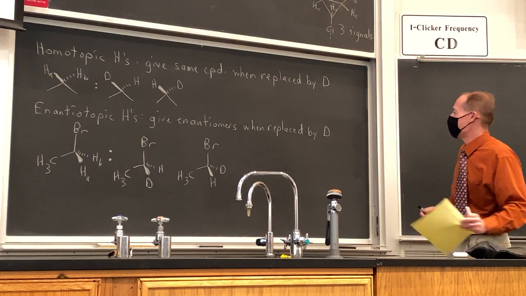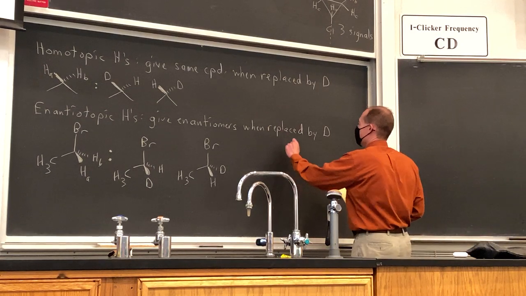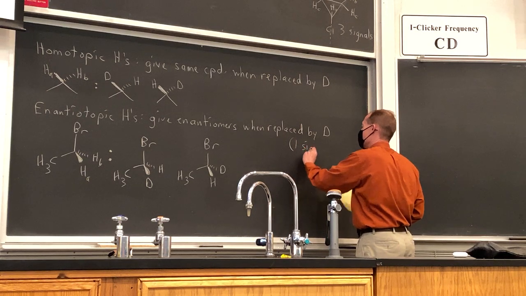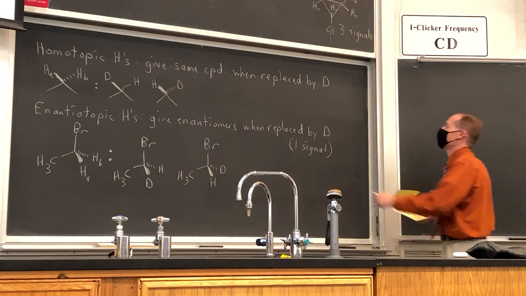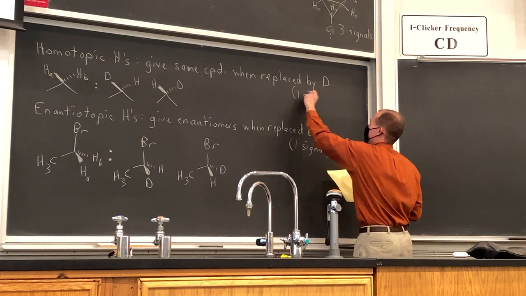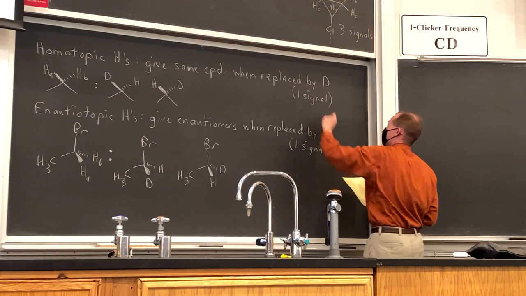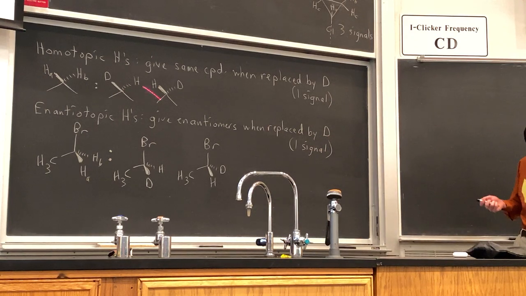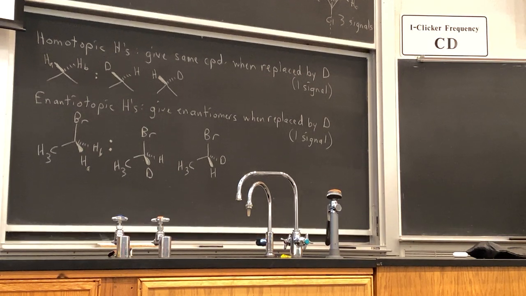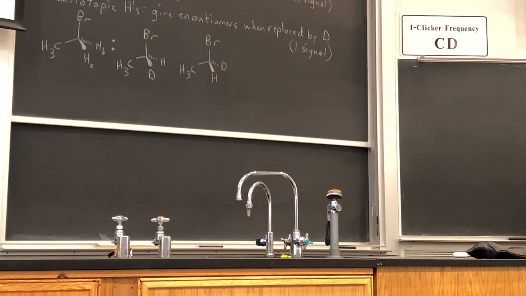And so enantiotopic hydrogens, like homotopic hydrogens, will give one signal in the proton NMR. We'll go ahead and write that up here as well. Okay. So there's no difference in the NMR, but we distinguish between these types of hydrogens by using these terms. So it's important to use these terms and to be able to identify enantiotopic or homotopic hydrogens in a proton NMR.